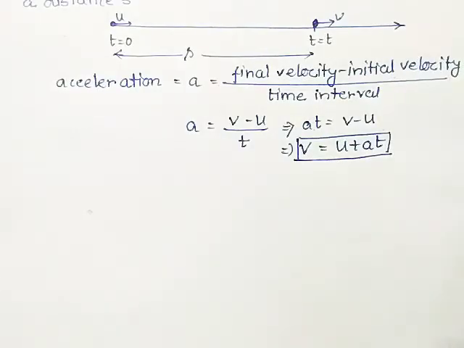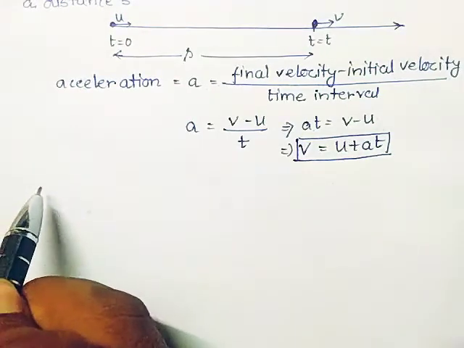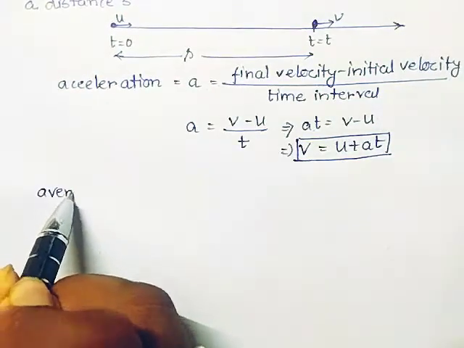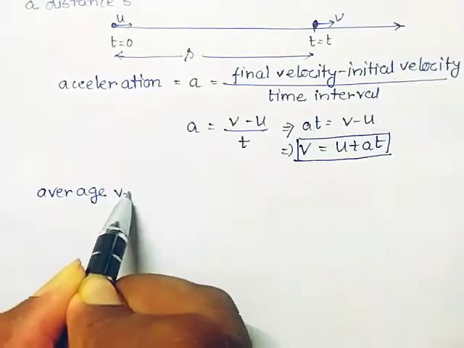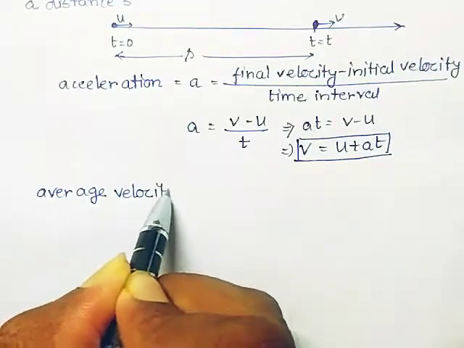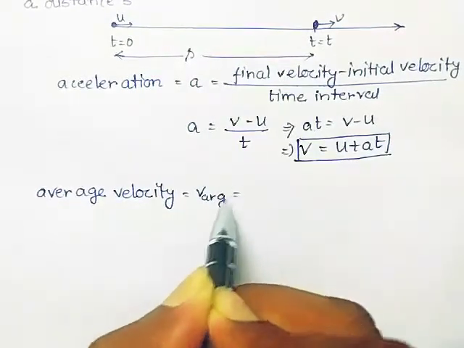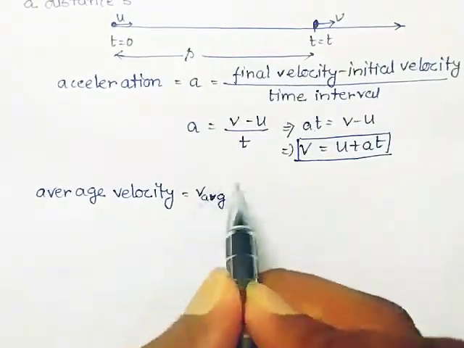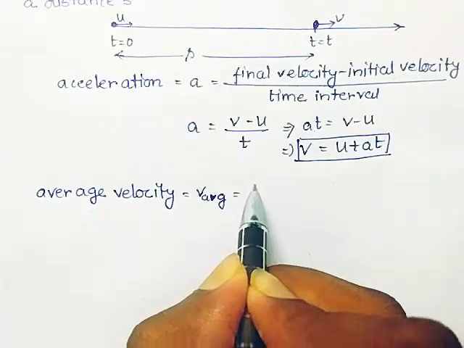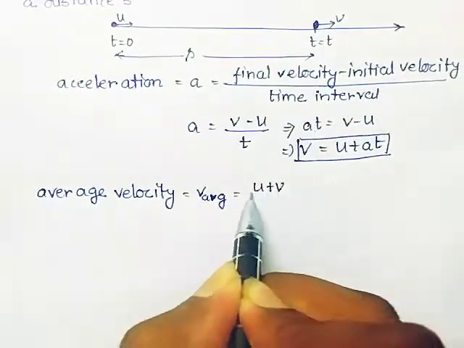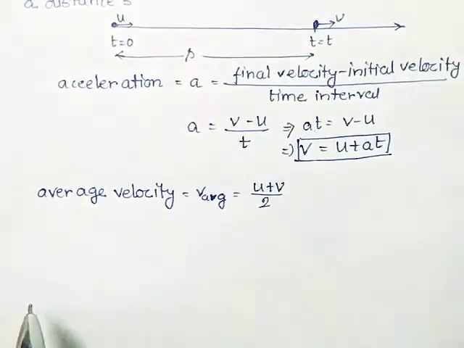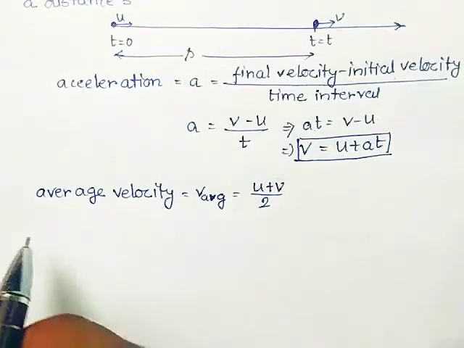Here the particle is obviously not moving with uniform velocity. Since it is moving with non-uniform velocity, we can say the average velocity, that is v average, v avg equal to u plus v divided by 2. This is the average velocity.